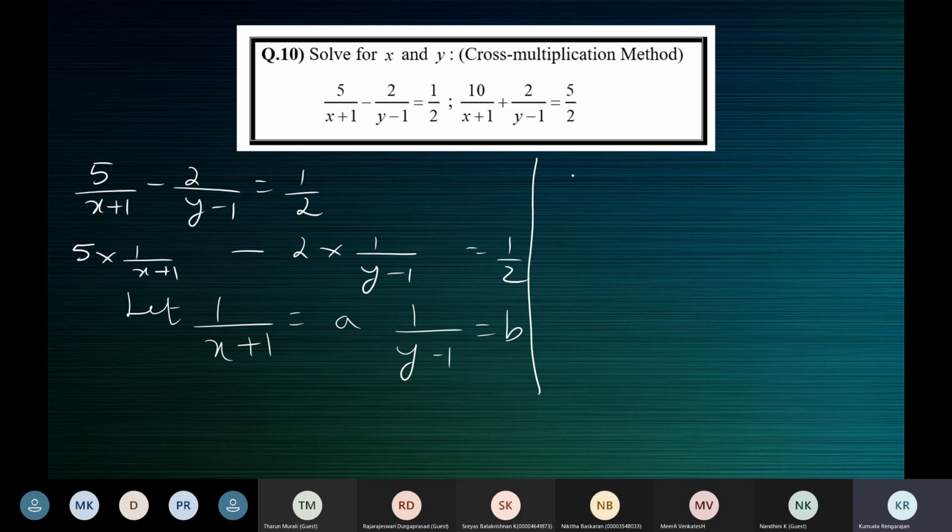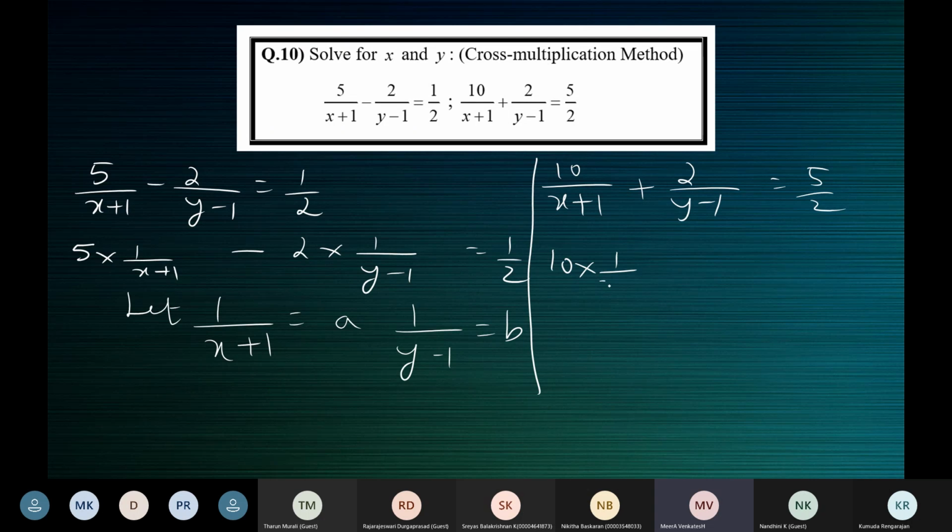Okay, what about the second equation here? How do we understand this? Second equation, 10 by x plus 1 plus 2 by y minus 1 is equal to 5 by 2. Ten into 1 by x plus 1 plus 2 into 1 by y minus 1 is equal to 5 by 2. Very good, Meera. Thank you.